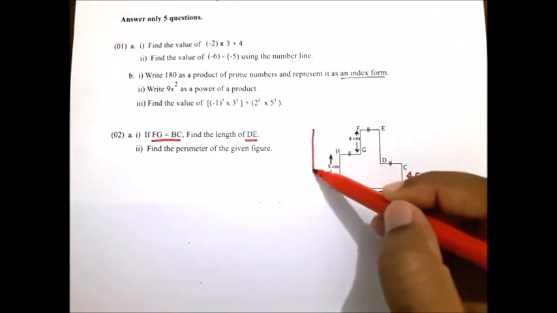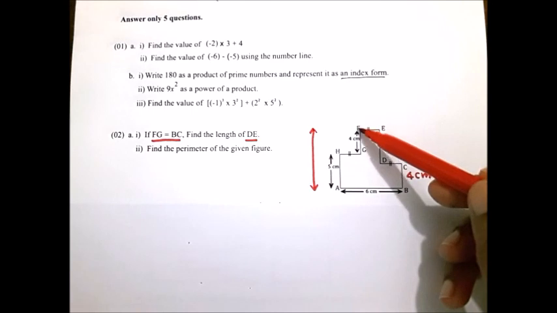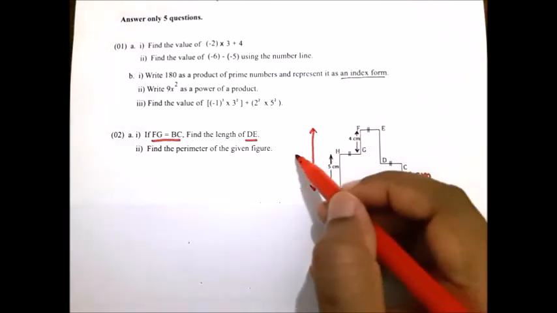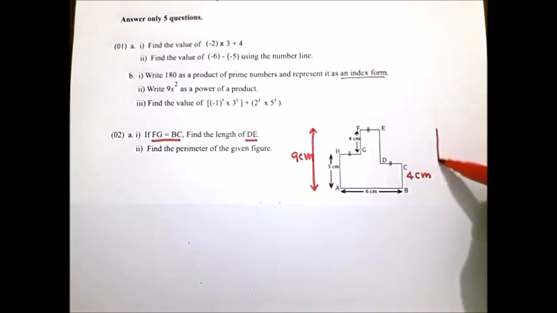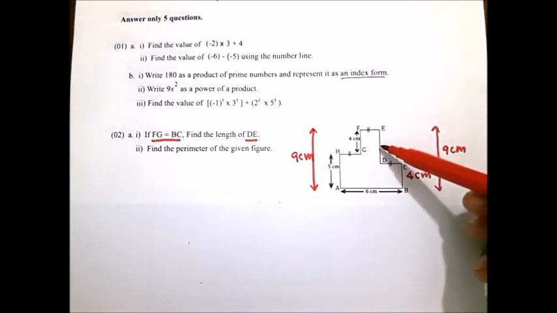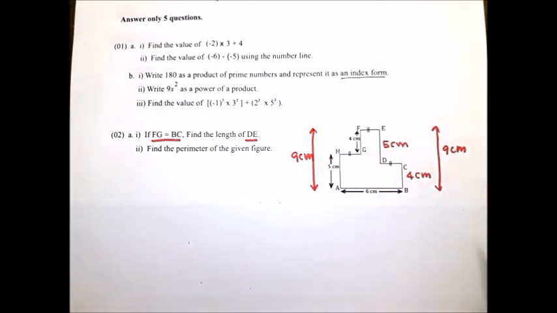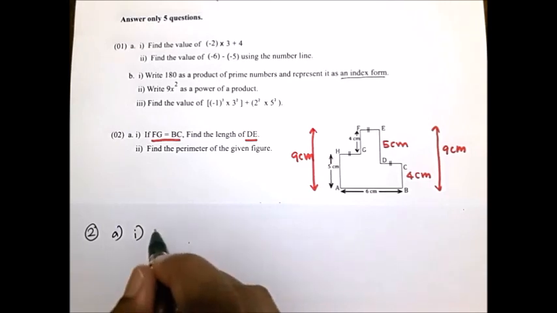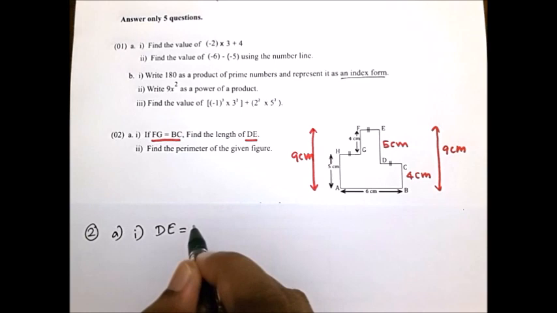Now find this total length. Here 5 cm and here 4 cm. 5 plus 4, 9 cm. This total length is also 9 cm. Sum of these two parts should be equal to 9. So what is the length of this one? 9 minus 4, 5 cm. Length of DE is 5 cm.